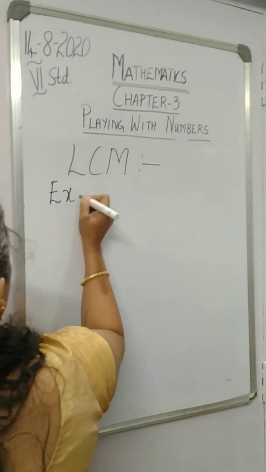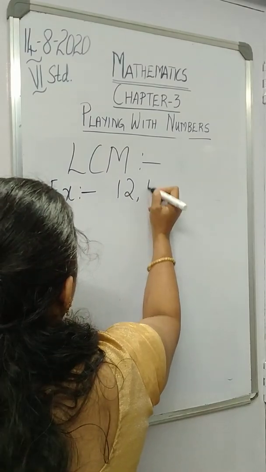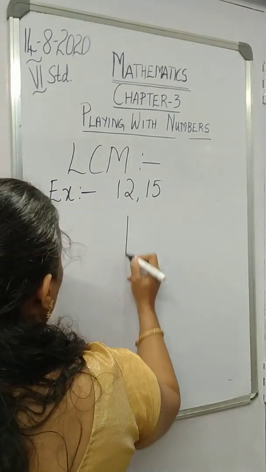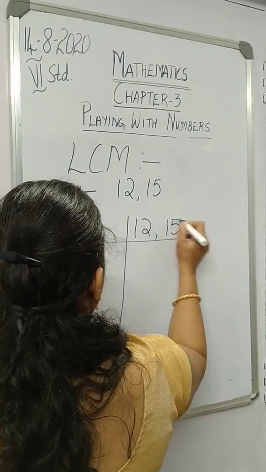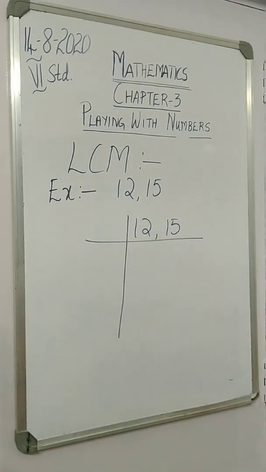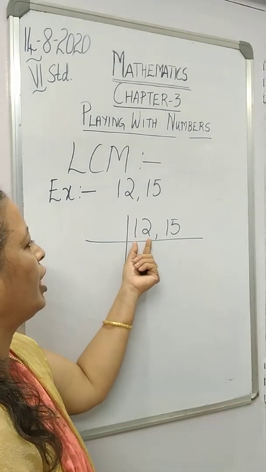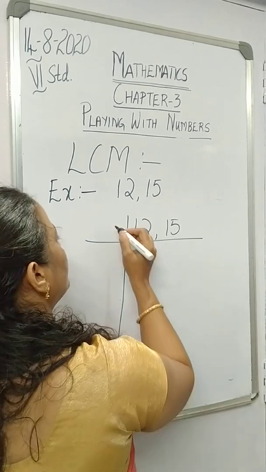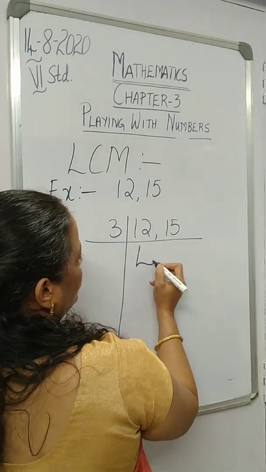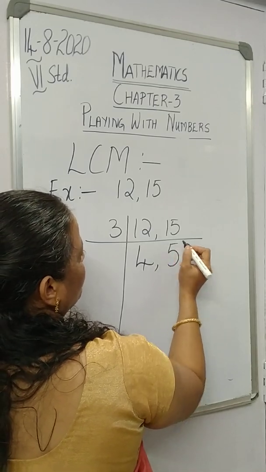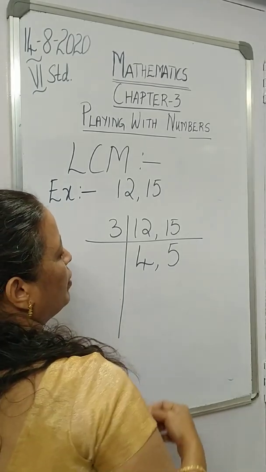Example: 12 and 15. Let us find out LCM of 12 and 15. We will use the factorization method. Which is the number which is divisible by 12 also by 15? So we can use 3. 3 4s is 12 and 3 5s is 15. Now, do you get 4 and 5 in any table?